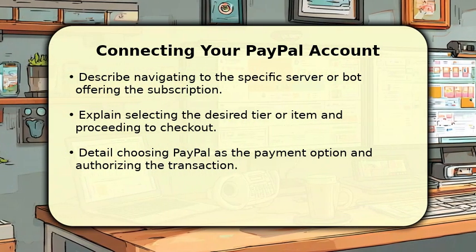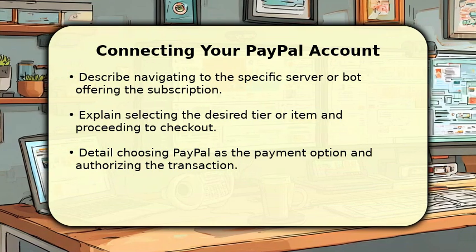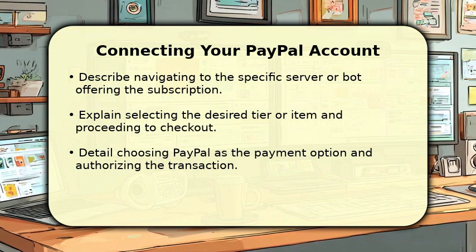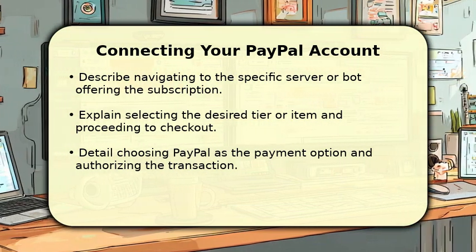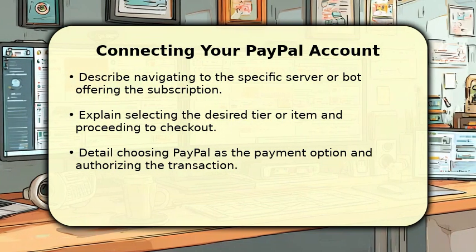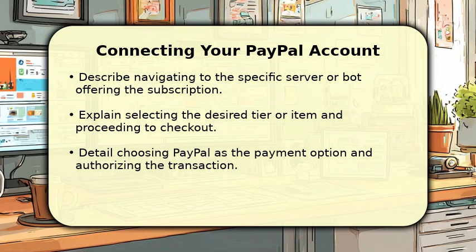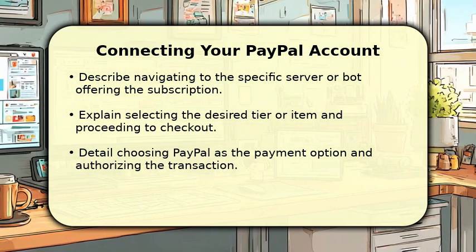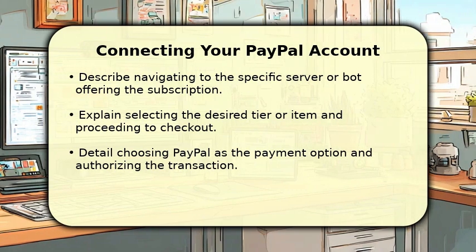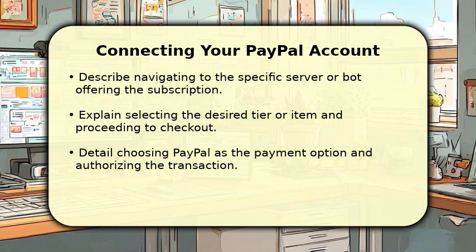To connect your PayPal, navigate to the specific Discord server or bot offering the subscription or item you wish to purchase. Select your desired tier or product and proceed to the checkout. You will then be prompted to choose a payment method. Select PayPal, and you'll be redirected to PayPal's secure site to authorize the transaction. After successful authorization, you'll be returned to Discord, and your PayPal will be linked for that specific purchase.